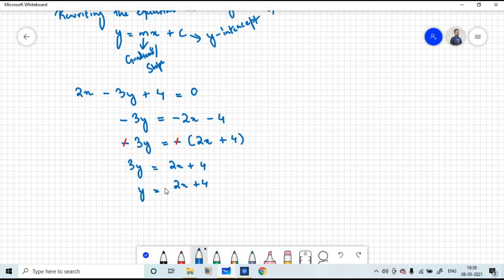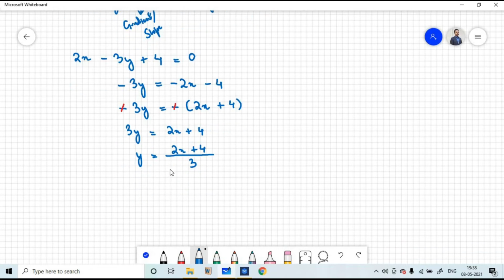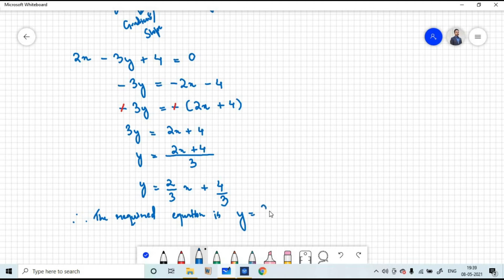Let us transfer 3 to the denominator. Let us simplify further by splitting the two terms. So finally we have arrived at the general form. This is in the form of y equals mx plus c. So we will write down, therefore, the required equation is y equals 2 by 3x plus 4 by 3.